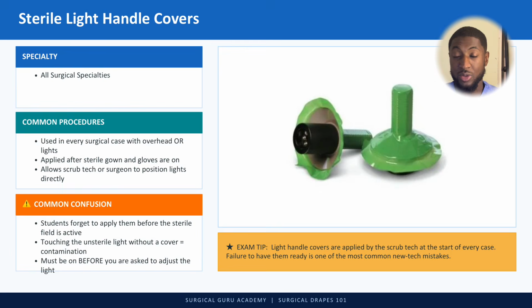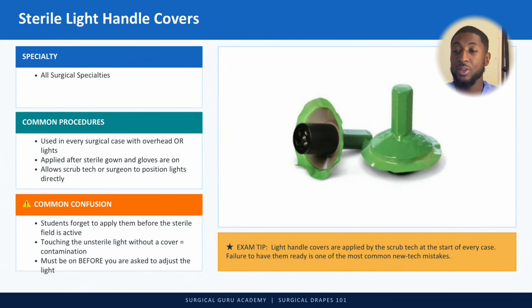I do the light handles first or second, and if I don't get to it, then the doctor might get to it, or a PA or an assistant, maybe a resident, whoever. Touching the unsterile light without a cover means contamination. So if you reach your hand up, which has happened to people, and you forget that the light handle is not covered, just out of habit, you grab it, oh, it's not covered, my hand is unsterile, and then you would need to change your glove. So it must be on before you are asked to adjust the light.